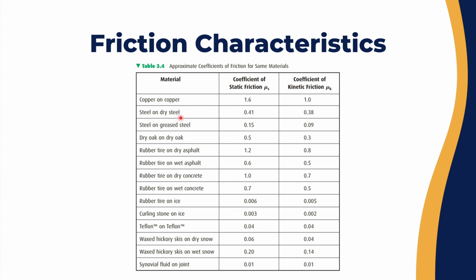Same thing for steel on dry steel, steel on greased steel, dry oak on dry oak, rubber tire on dry asphalt, rubber tire on wet asphalt, rubber tire on dry concrete, rubber tire on wet concrete, rubber tire on ice, curling stone on ice, Teflon on Teflon, waxed hickory skis on dry snow, and synovial fluid on joint, that's in your body, 0.01 for the static and 0.01 for the dynamic.